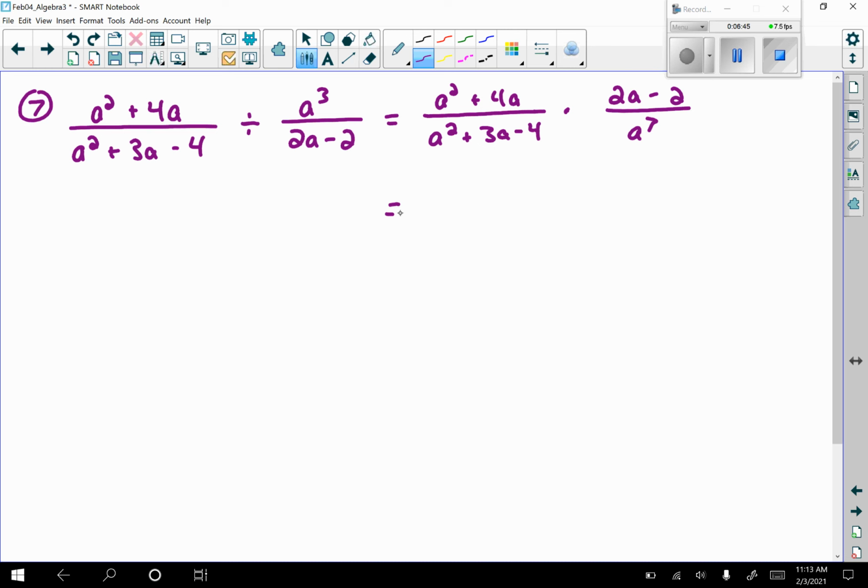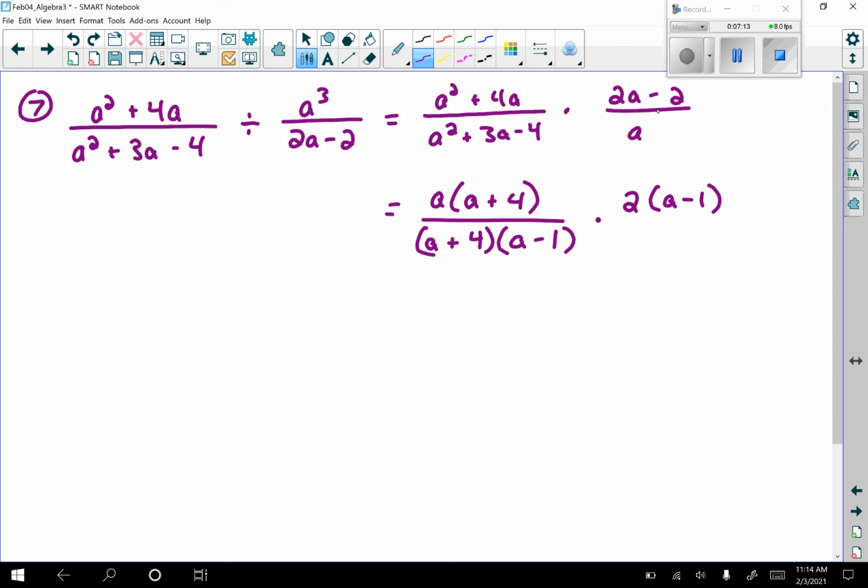Now we factor. So again, in our numerator, there's a GCF of a. What's left? a plus 4. There's no GCF in our denominator, but I will try 2 sets of parentheses here. We're going to get an a and an a. Let's try a 4 and a 1, because I need to get a 3 in the middle. My signs are different, but I want a positive 3, so I want a plus 4 and a minus 1. The 2a minus 2 has a GCF of 2. We have a minus 1. And that should be an a cubed.